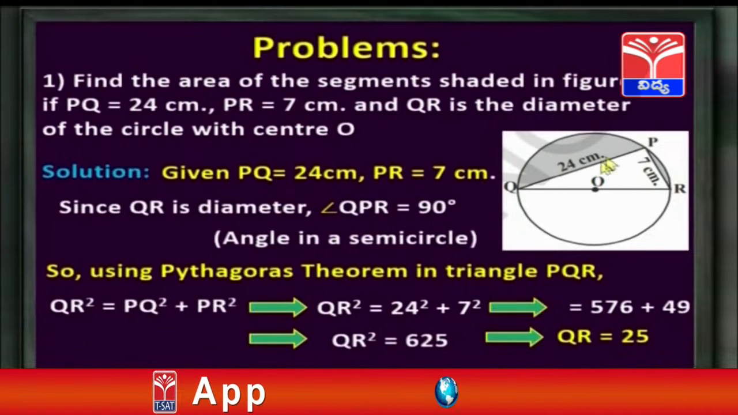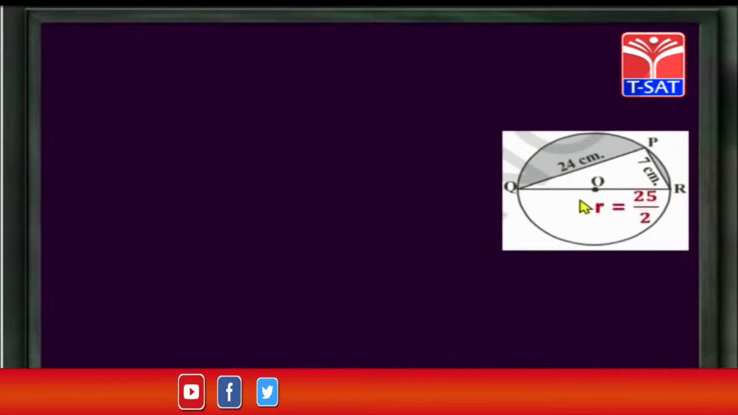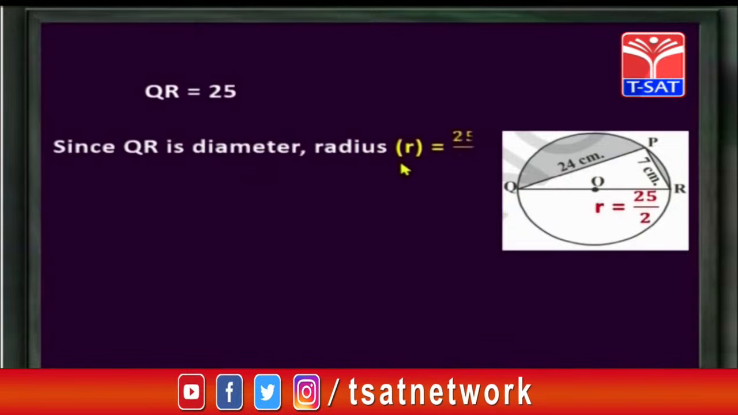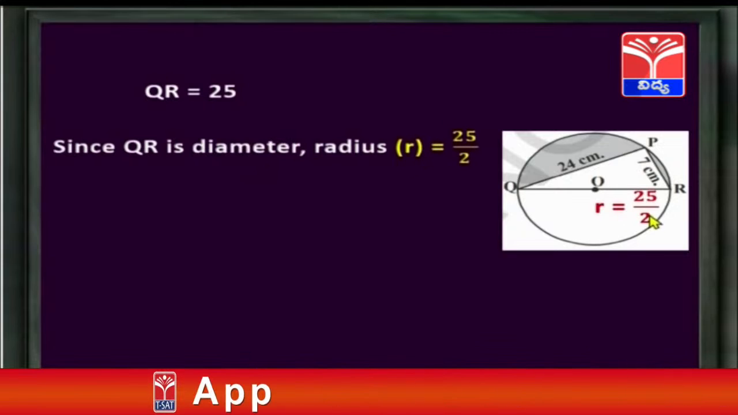So, we know the diameter now. Diameter QR is 25. Then what is the radius? Since QR is the diameter, radius r is equal to 25/2.